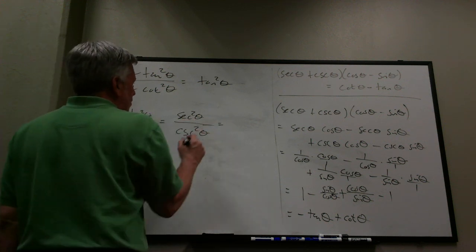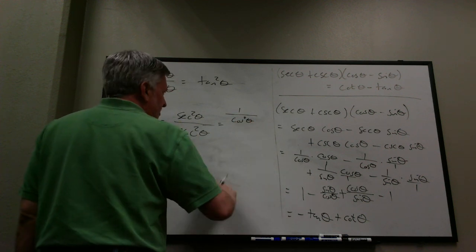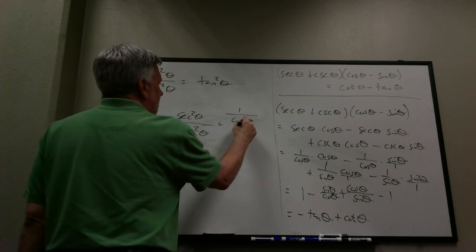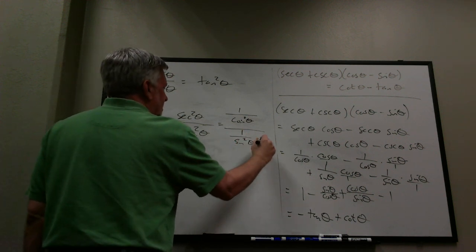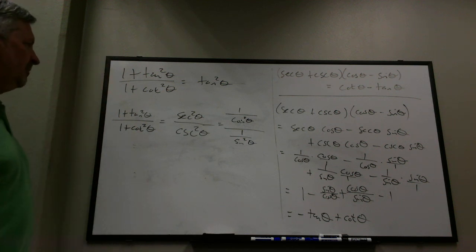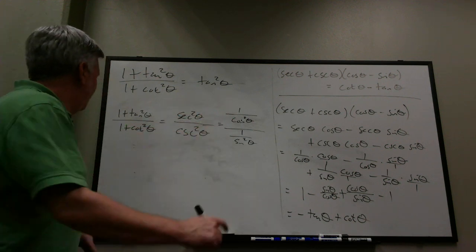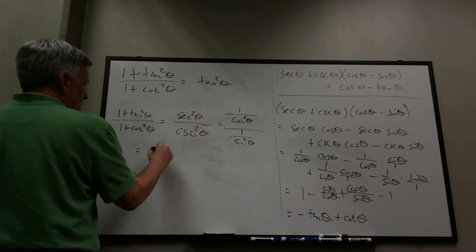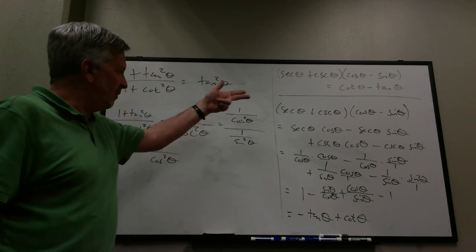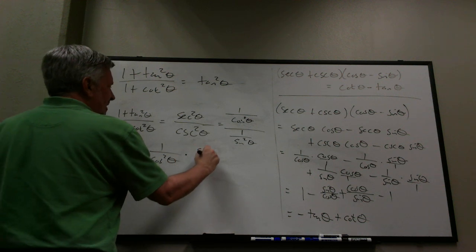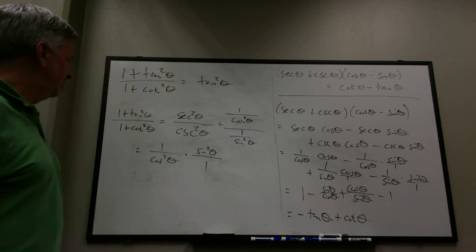So what's secant squared in terms of cosine? That's 1 over cosine squared. Remember, secant and cosine are reciprocals of one another. And cosecant squared is 1 over sine squared theta. So I know it looks worse, but I have a fraction divided by a fraction. How do you divide fractions? You leave the numerator alone, 1 over cosine squared. To divide by a fraction, you invert and multiply. So this is times sine squared theta over 1. So right, I've inverted that and multiplied.